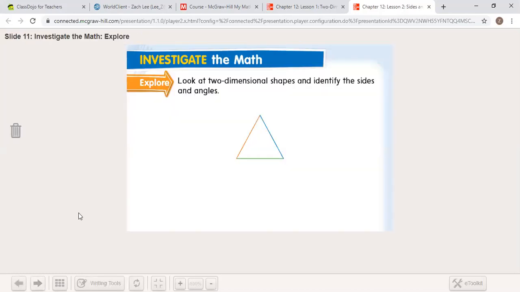All right, let's investigate. Let's look at two-dimensional shapes and identify the sides and angles. Here, they took a triangle and made each side a different color. So we easily identify orange, blue, and green as 1, 2, and 3. So there's 3 sides. Then we count the angles where the 2 sides meet: orange and green, orange and blue, blue and green. And again, that is 3 sides and 3 angles.